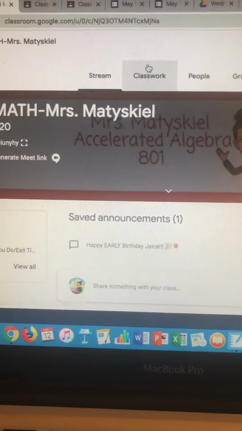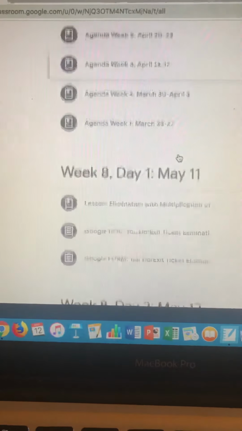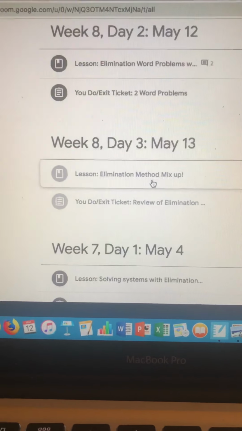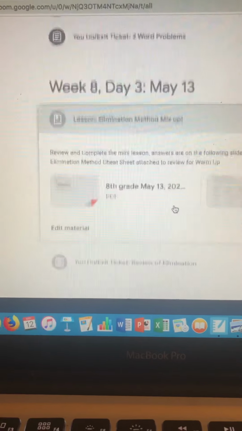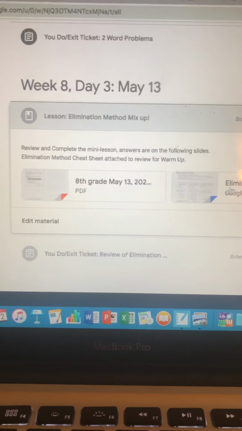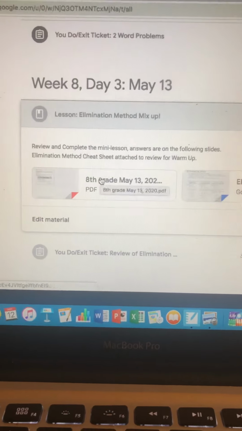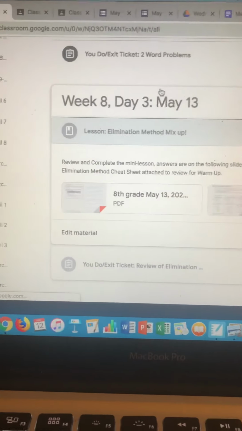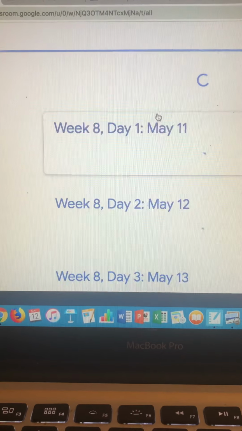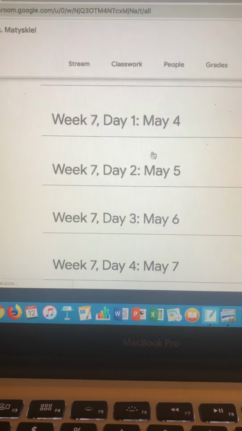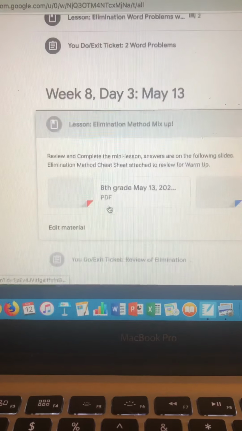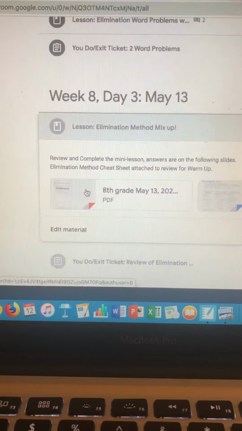So you'll click on your classwork tab, go down to week 8, day 3. It's called Elimination Method Mix-Up. There are 2 documents here. I'm going to explain what that second one is in a second. So I'm going to click on the lesson. Oh, what is this? Let me try again. Let me refresh. If not, we'll start our video over. Okay, let's go back. Okay, let's see if it works.